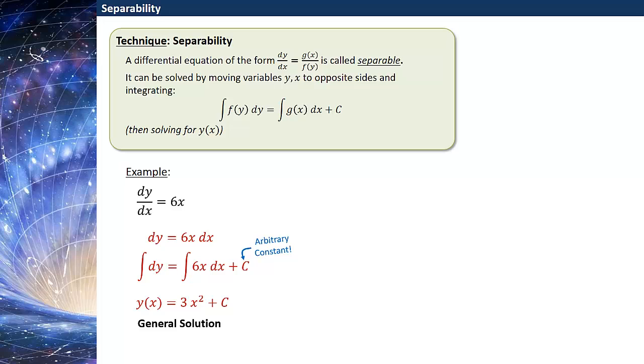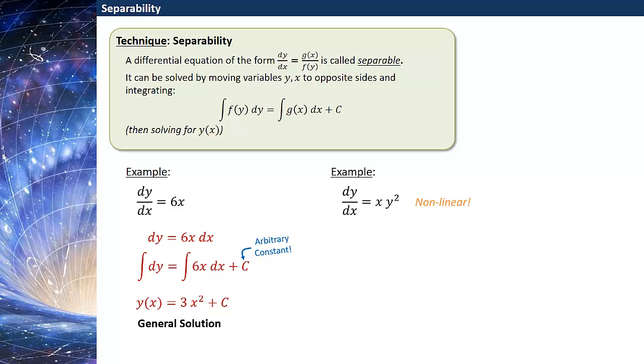If you do those integrals, on the left-hand side, you just get y. On the right-hand side, you get 3x squared, and that arbitrary constant still hanging around. And so the solution is y as a function of x, and it's equal to 3x squared plus c. And you can check this by putting it back into the differential equation, and you'll get the same thing back again. Let's look at another example.